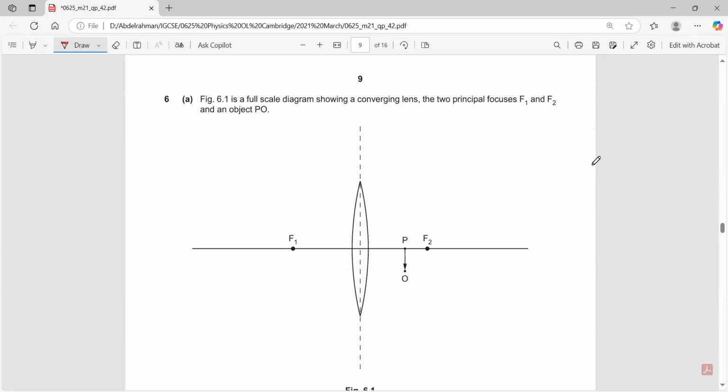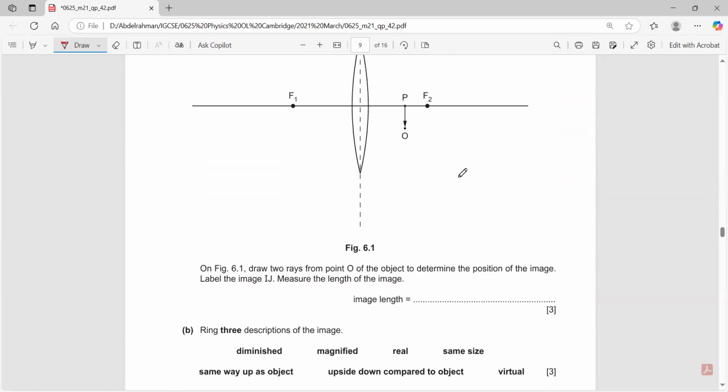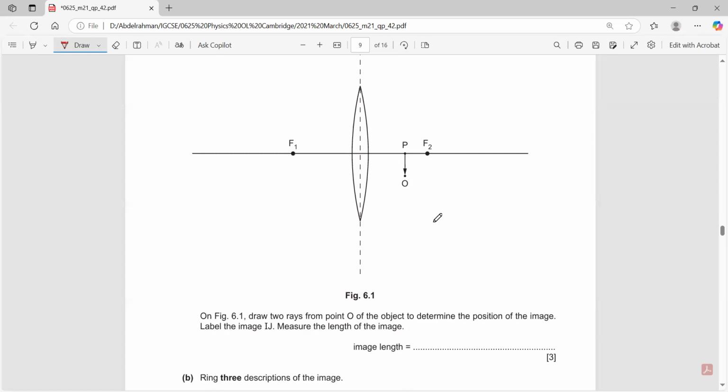Okay, figure 6.1, full scale diagram showing a converging lens. Principal focuses 1 and 2, F1 and F2. On figure 6.1, draw two rays from point O to determine the position of the image. Label the image I J. Measure the length of the image. This is an object. It's already inverted and it's on the right hand side, which is not that common. But again, it's quite easy.